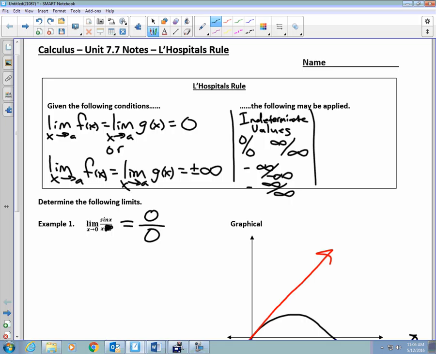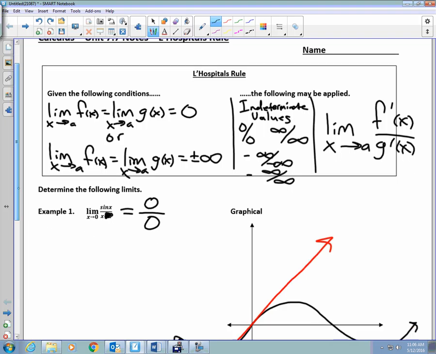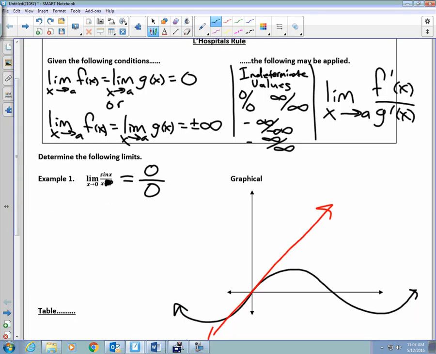Everybody okay with that? We don't know what those are. If you get that situation, then the following may be applied. You may take the limit as x goes to a of f prime of x over g prime of x. So if you come up with indeterminate values, then you can do the derivative over the derivative.